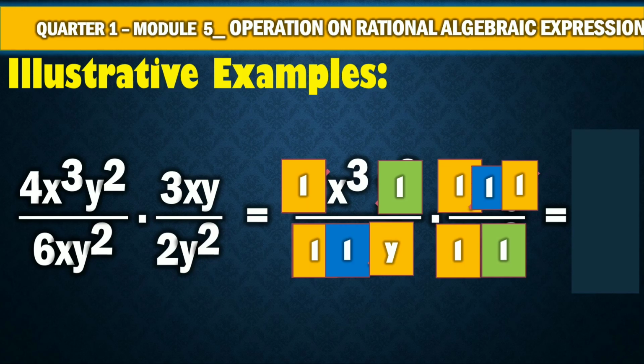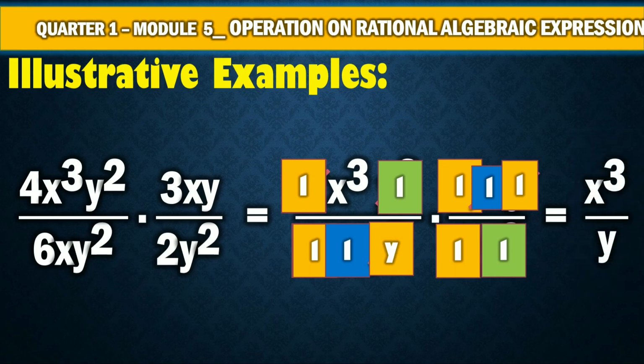And then, remember, any number multiplied by 1 is equal to the number itself. So, dito sa numerator natin, ang matitira na lang is x cubed. And then, sa denominator, 1 times 1 times y times 1 times 1. That is equal to y. So, our final answer is x cubed over y.